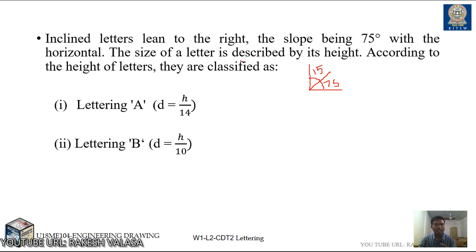The size of a letter is described by its height. You can take any letter, A to Z; the letter size is described by its height, this is the height H. According to the height of letters, they are classified into two categories: lettering A and lettering B. Lettering A follows the ratio d equal to h by 14. Lettering B follows the ratio d equal to h by 10.